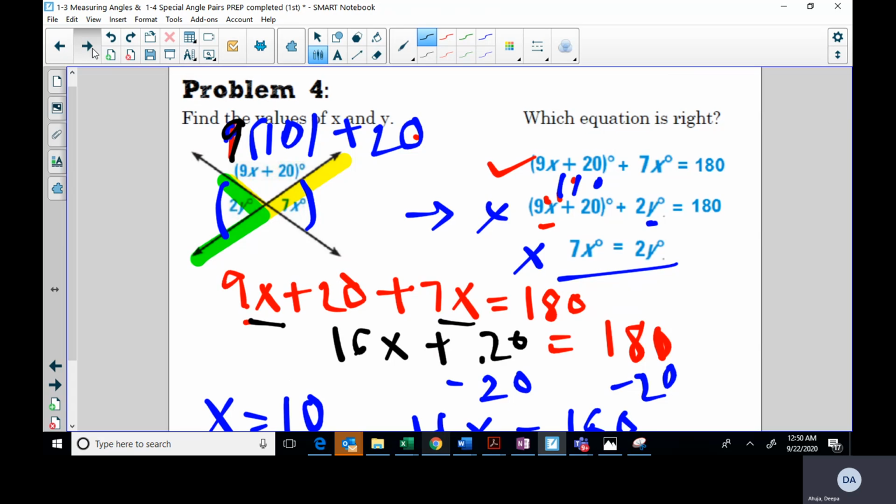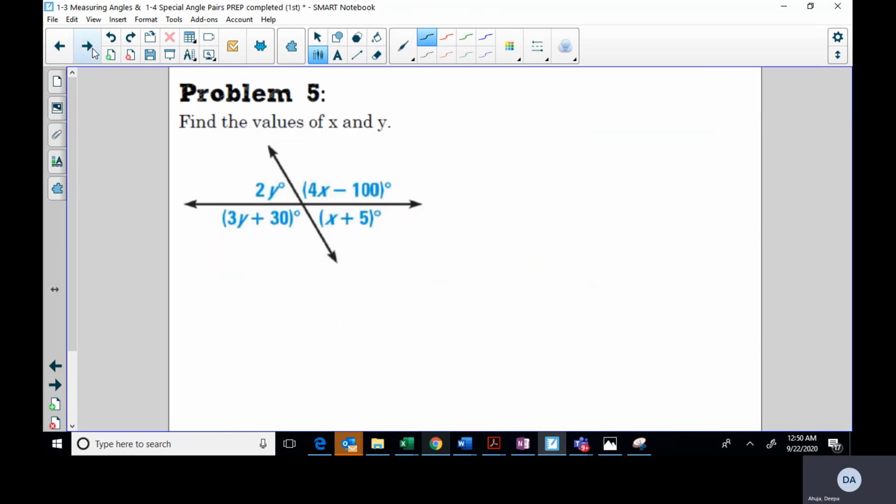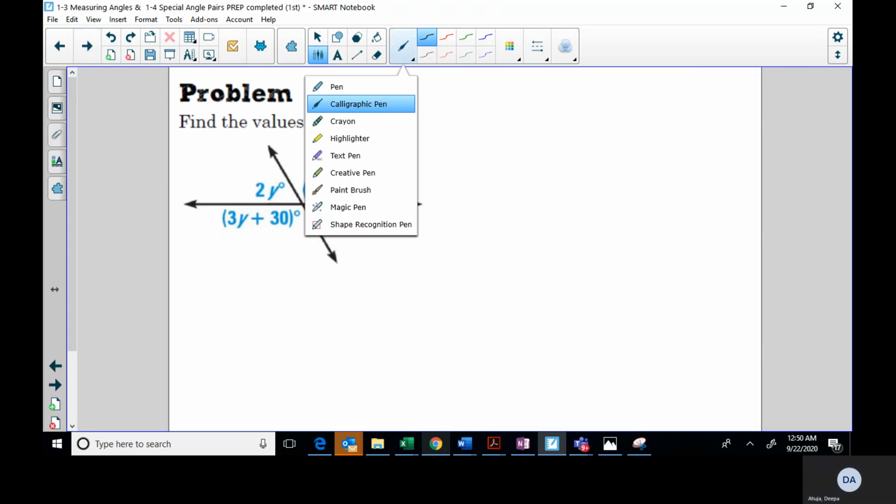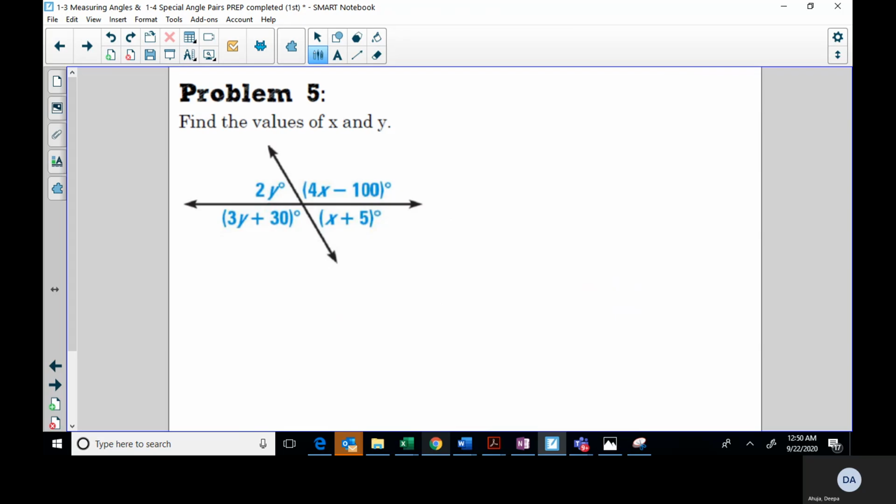Now let's go to the correct setup for the next one. Find the values of x and y. As I told you earlier, it is important to set up the equation in all x's or all y's. If I try to set up an equation with x and y together, it will be difficult for me to solve. So let's look at this angle here. This green angle and this yellow angle together are forming a linear pair.